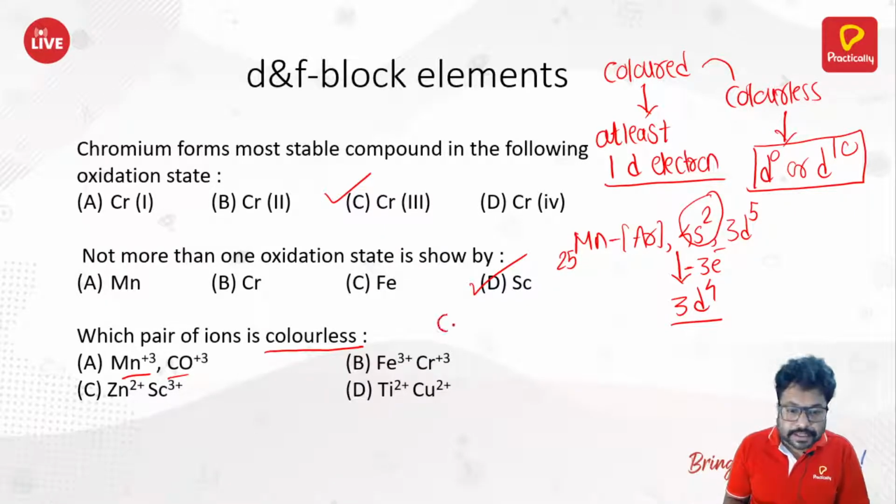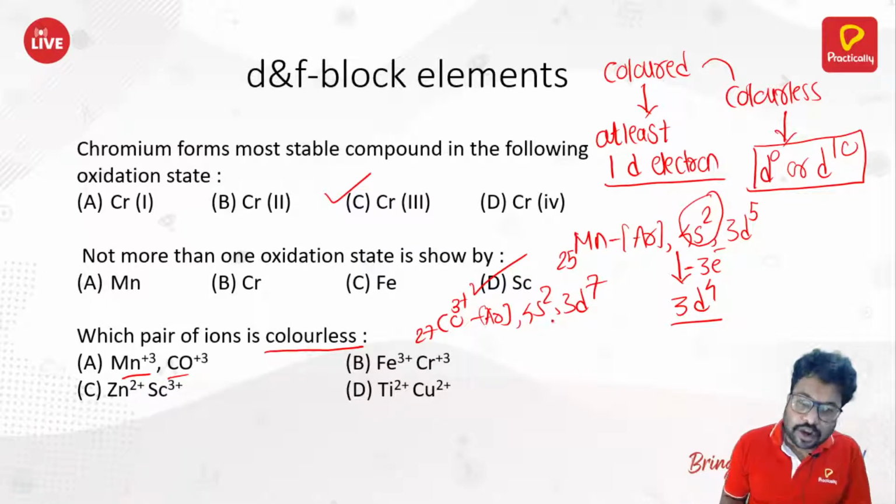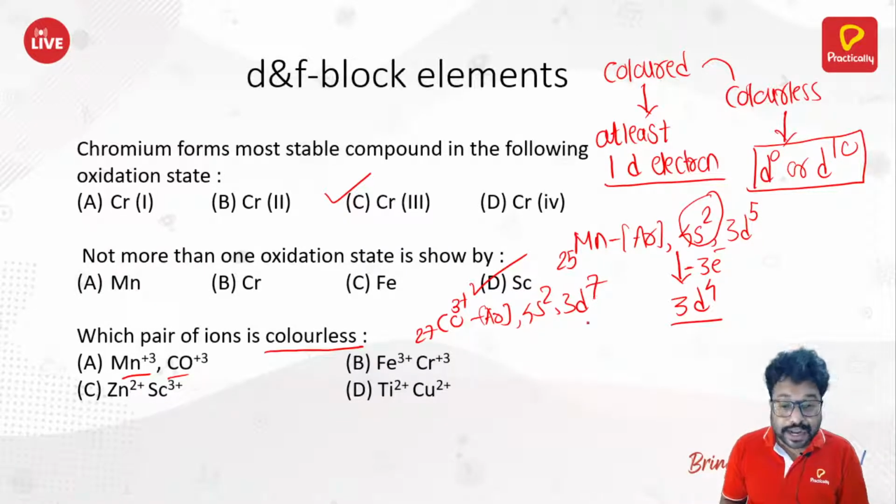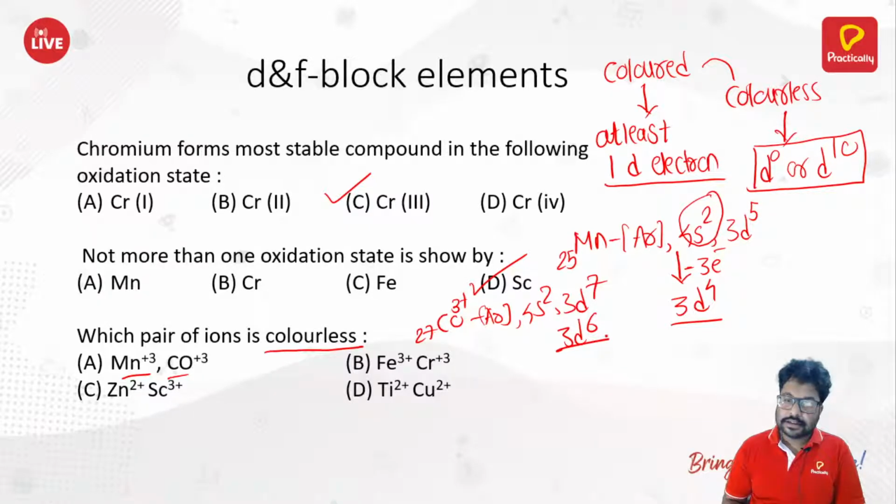Then Co3+. Cobalt has atomic number 27, electronic configuration argon 4s2 3d7. Out of this, 2 electrons from s and 1 electron from d are gone. So you got 3d6. So this cannot be colorless. It should be colored, and it is colored. So that is why this option goes.